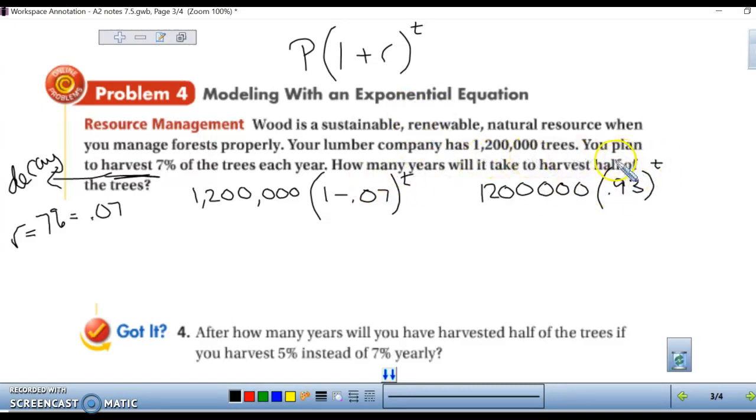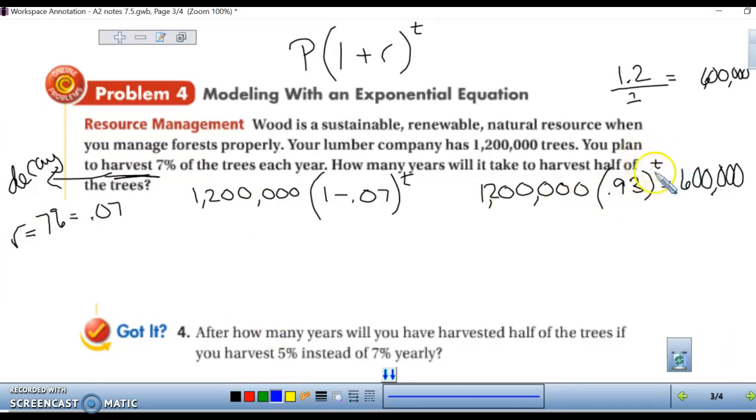We want to know how long it'll take to harvest half the trees. So if we're starting with 1,200,000, half of that amount is 600,000. So half of 1.2 million is 600,000. All right. So like before, we are going to use logs to help us solve.